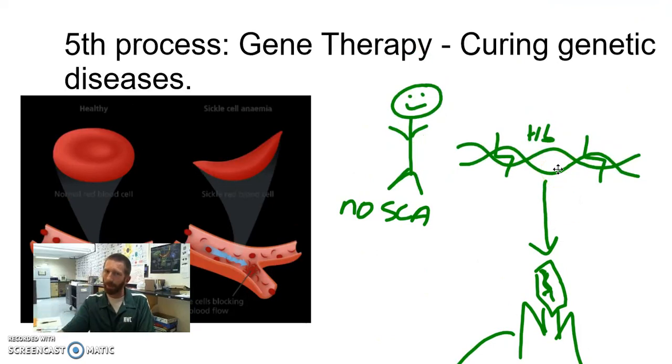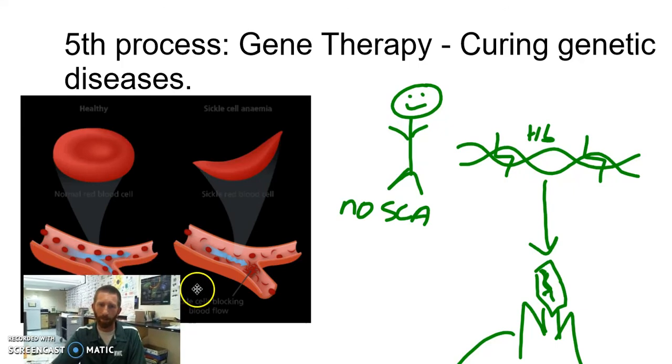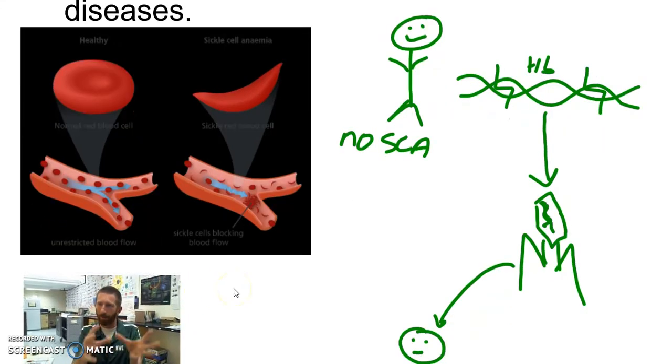We didn't just treat the symptoms, we didn't just give them new red blood cells, but we fixed their cookbook that their body uses to make the hemoglobin protein. And so now they don't have to go for blood transfusions anymore. They don't have a very high likelihood of dying young. Now they can go on and they can live a normal, healthy, happy life.